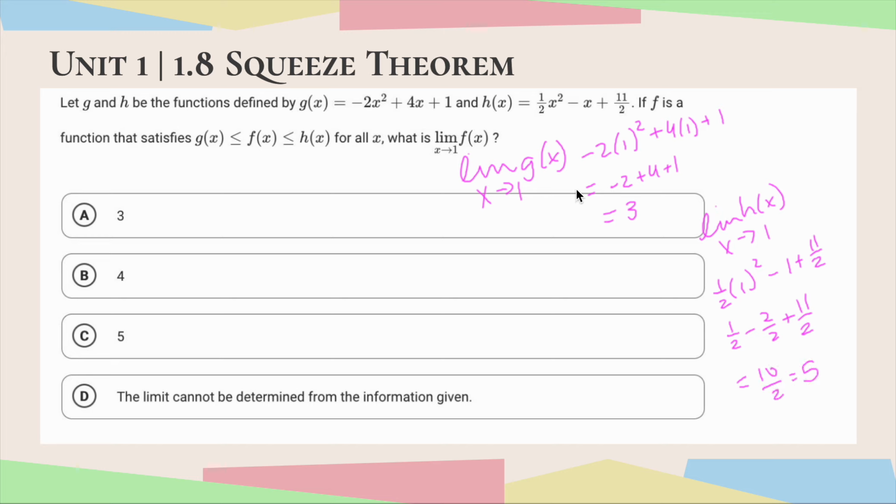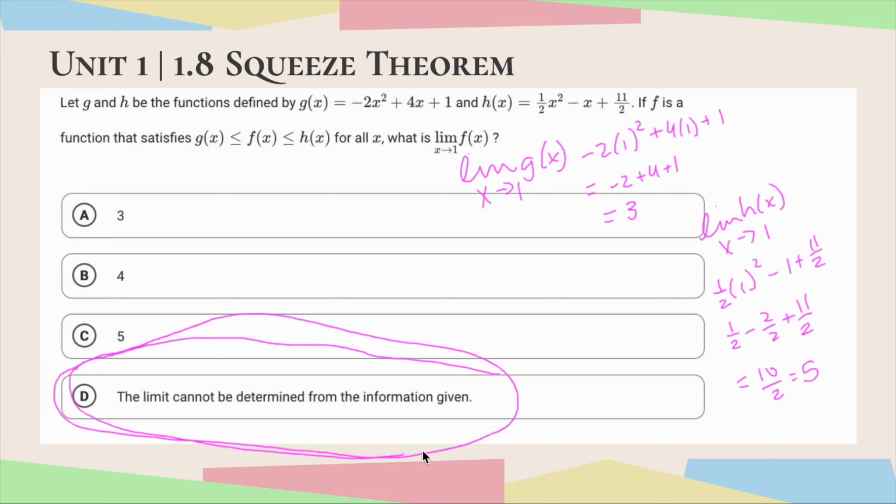So you'll see here we have this second case, or the second problem that we've done today, where these numbers do not match, and therefore the limit cannot be determined. So again, as a quick little refresher, in order to be able to apply the squeeze theorem, these limits have to match. So since they don't, the limit cannot be determined from the information given.